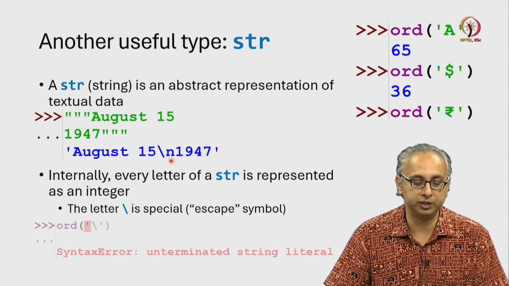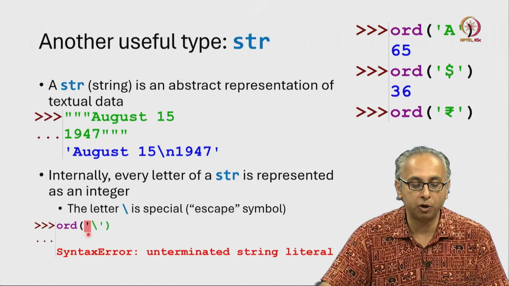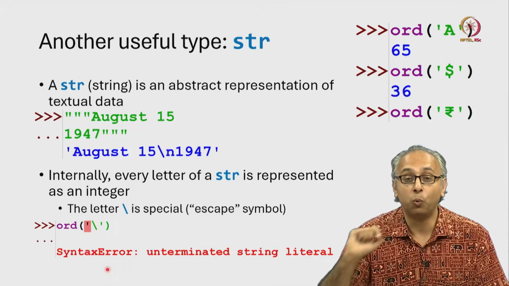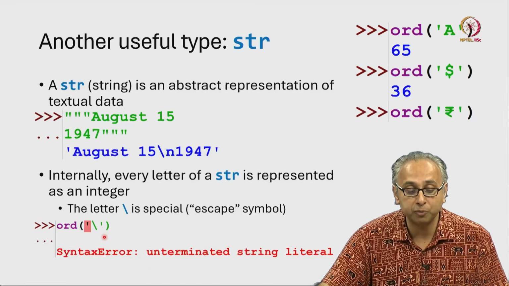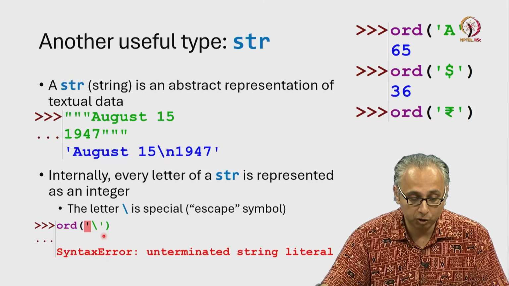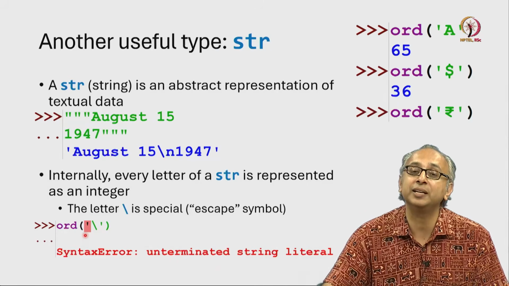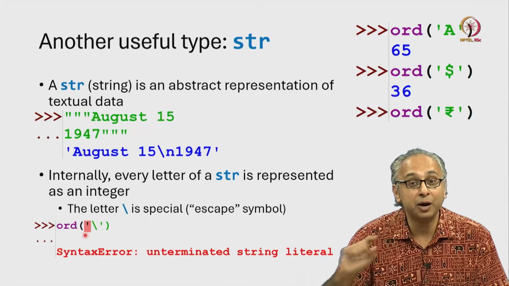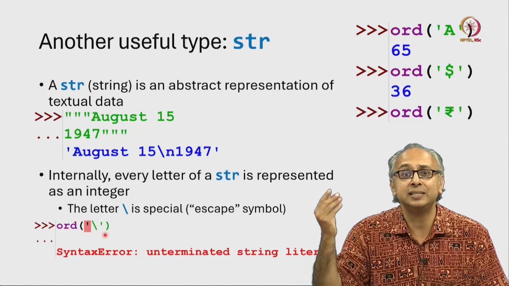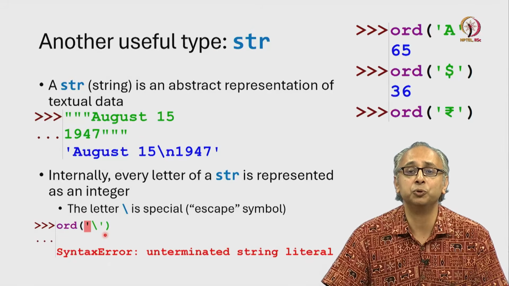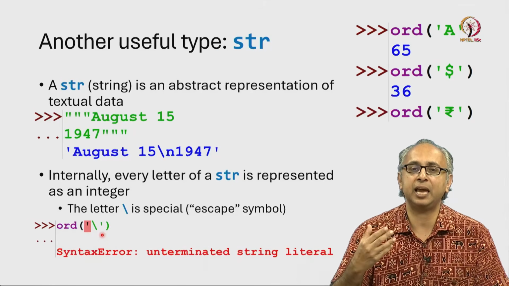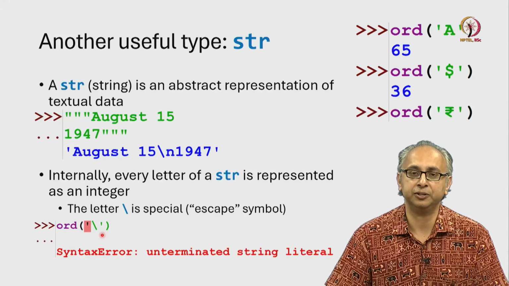If I ask the ORD function what is the ordinal value of just backslash and a quote, it will say it's a syntax error. Why? Because when you put backslash followed by a letter, it doesn't treat that as the normal sense of that letter. Normally, this single quote is closing the starting single quote, but now it's an escaped version of the single quote, and so Python says, I didn't see the end of that single quote that you started. So backslash takes you to an escaped or different version of the letter that follows.